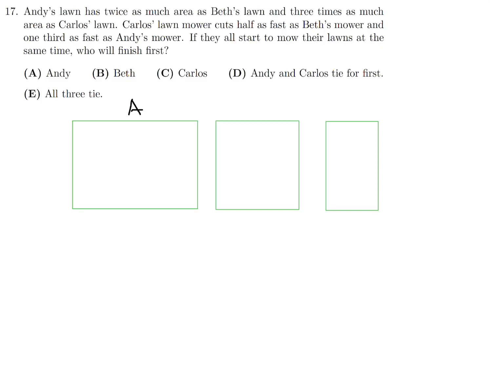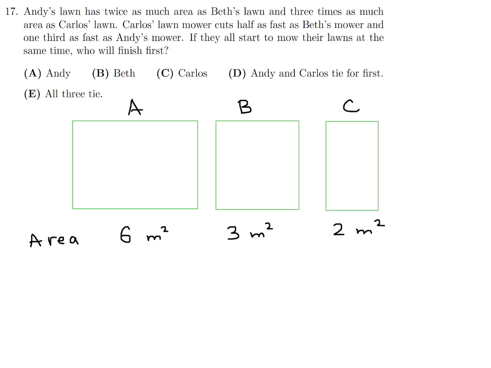So this is Andy, this is Beth, and this is Carlos. Now first let's concentrate on the area of their lawn. They tell you that Andy's lawn is twice as big. So let's just say it's 6 meters squared. And it's twice as big as Beth's lawn, right? So that means Beth would be 3 meters squared. And Andy's lawn is 3 times as big as Carlos's. So Carlos's lawn is 2 meters squared.